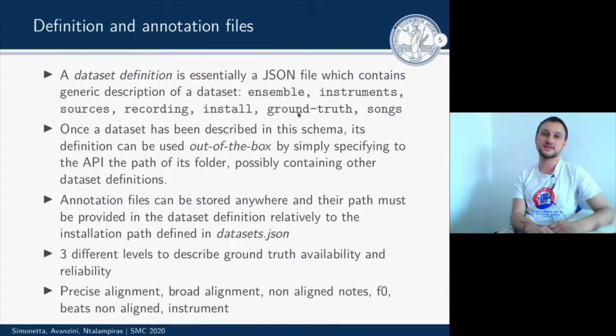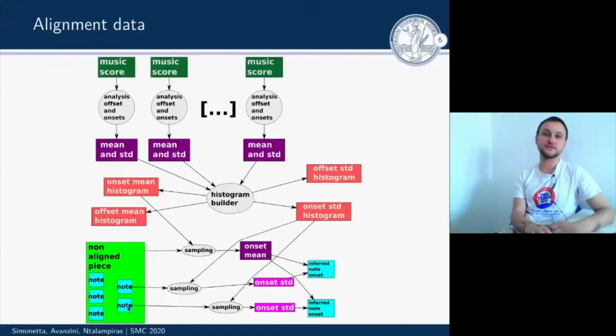So each dataset contains a list of ground truth, and the ground truth contains all these parameters, so precise alignment, broad alignment, and so on. Each one of these is a ground truth type, and each one of these is associated with a value, which can be 0, 1, or 2. 0 means not available for a dataset, 1 means that it's available and has been manually annotated, and 2 means that it's available and it's created by some state-of-the-art method.